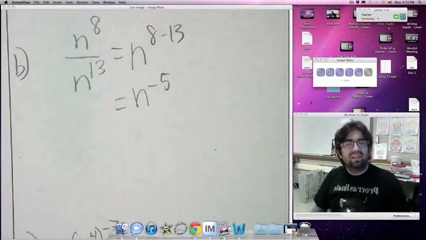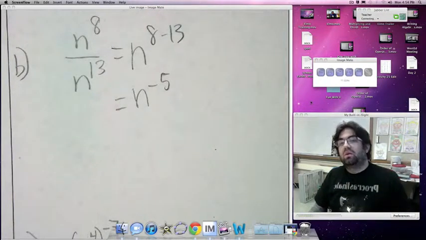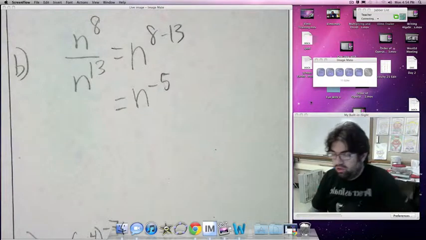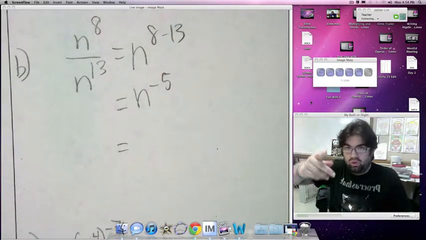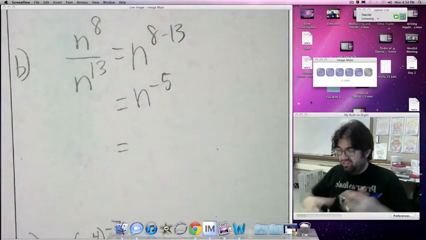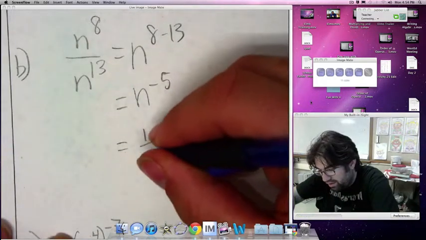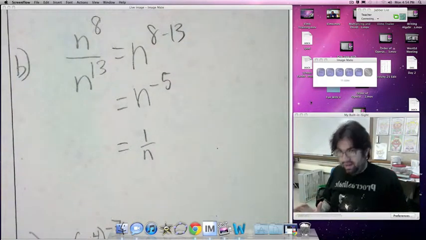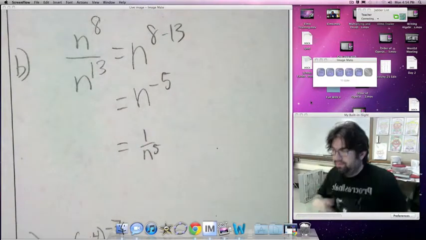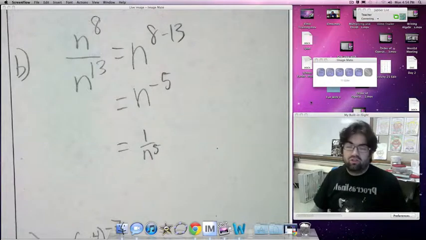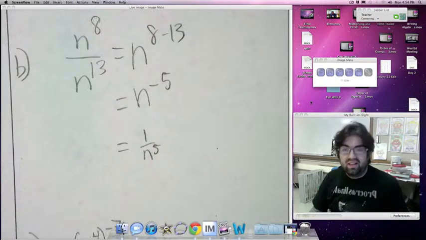Again, we can't leave the exponent negative, so we have to change it to positive. We take n and turn it into its reciprocal. Even though n isn't a number, it still has a reciprocal. It's 1 over n. And then negative 5 becomes positive 5. So that turns into 1 over n to the 5th power.